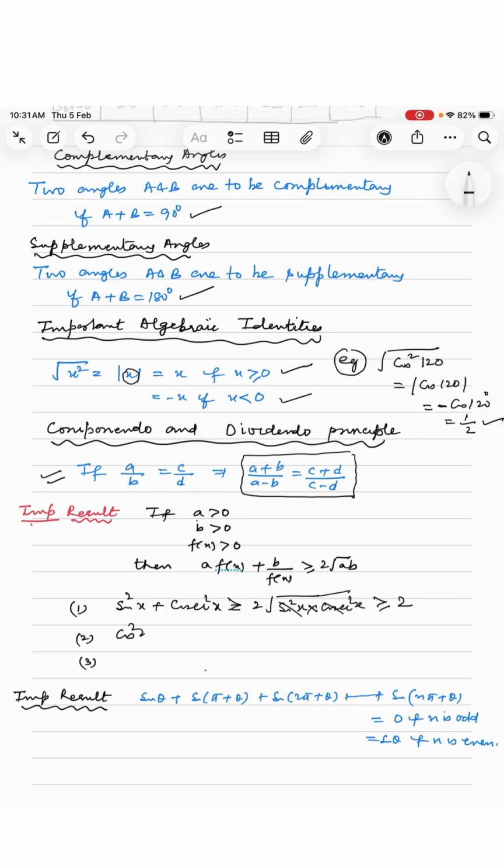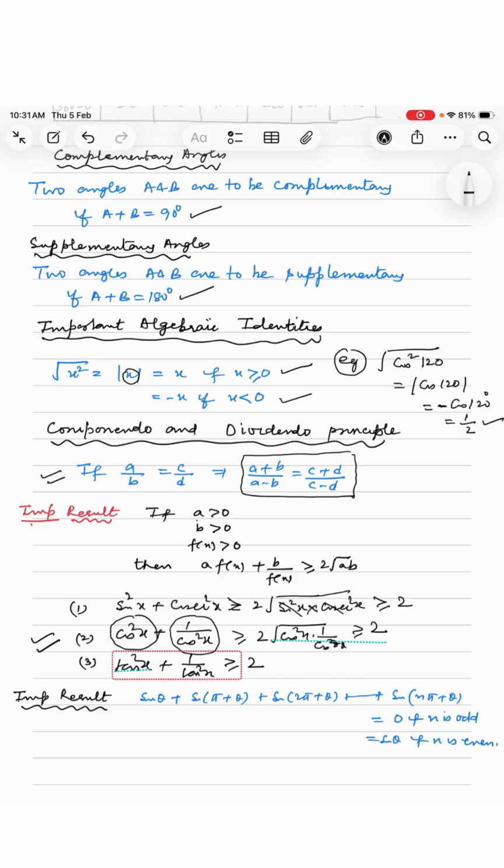Similarly, cos square x plus secant square x. We can write secant square x as 1 by cos square x. So this is something like a into f(x) plus b by f of x. This is always greater than or equal to 2 root of cos square x into 1 by cos square x, which gets cancelled. Therefore, it will be greater than or equal to 2. Similarly, tan square x plus cot square x. Cot square x means 1 by tan square x. We can straight away write greater than or equal to 2.